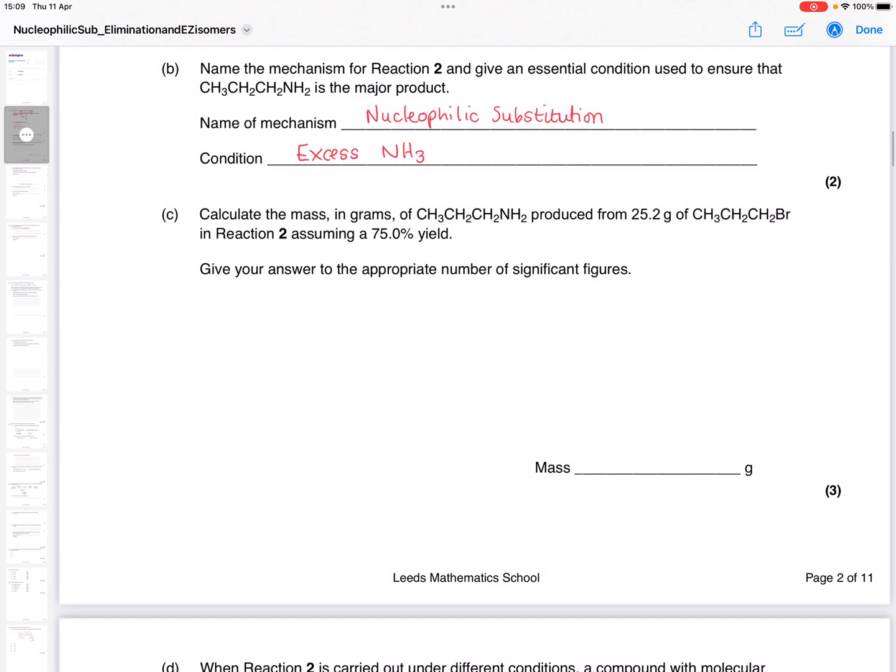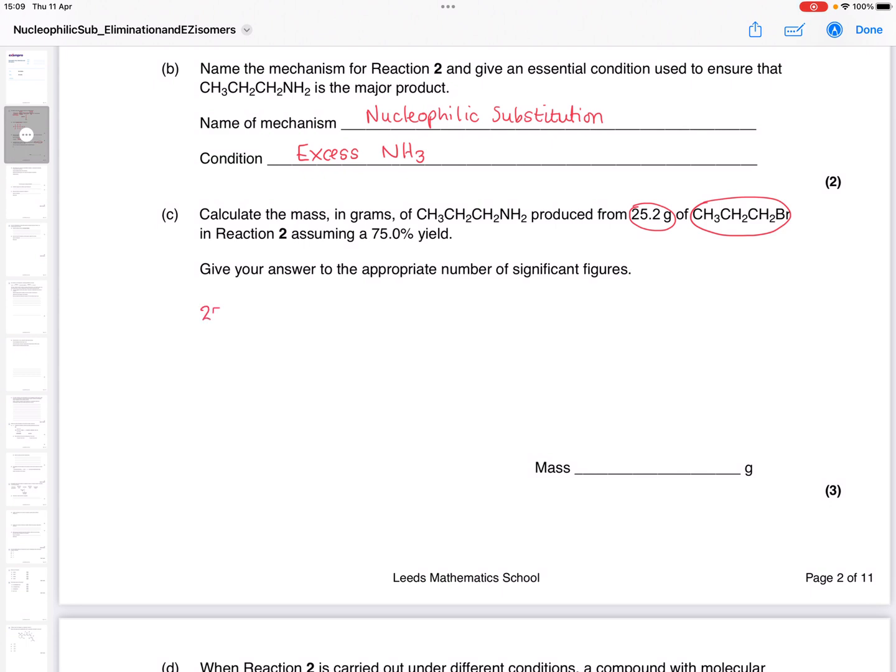Have a calculation. Let's calculate the mass in grams of propylamine produced from 25.2 grams of the bromopropane, the 1-bromopropane in reaction 2, assuming a 75% yield. Okay, so the reaction proceeds at a 1-to-1 ratio, so 1 mole of propylamine can be formed from 1 mole of bromopropane. So we need to work out first of all how many moles of the 1-bromopropane we have. So we've got 25.2 grams of 1-bromopropane.